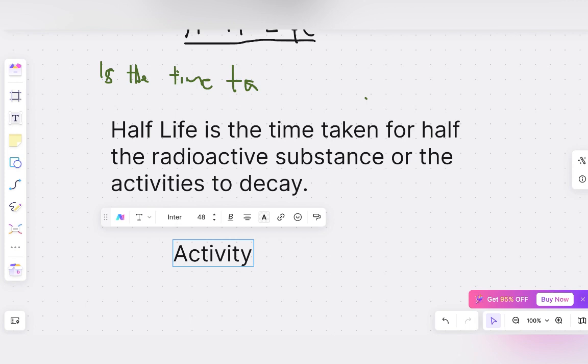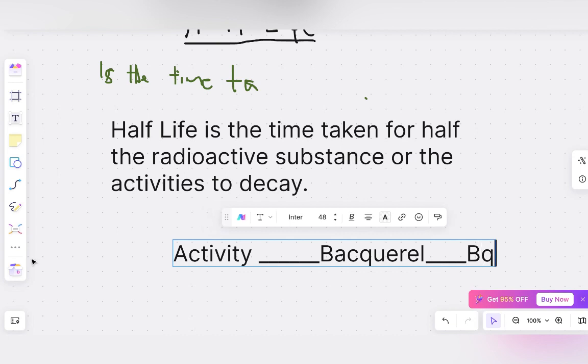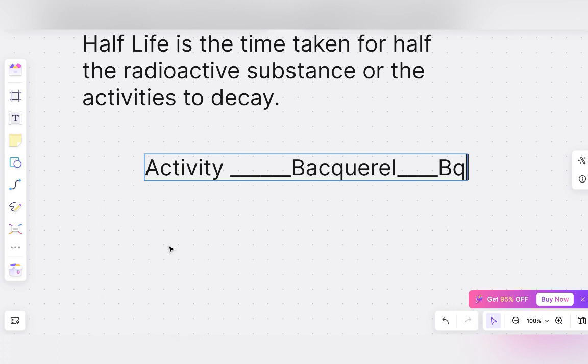So the unit of activity in this regard is called becquerel, and the symbol is Bq, capital B, small q. Remember this. The activity is always plotted against time.